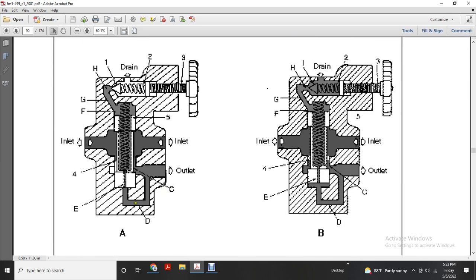So in diagram A you have the inlet and outlet, two outlets and an inlet port, and drain and adjusting screw and spring loaded poppet, double acting cylinder. And then B.